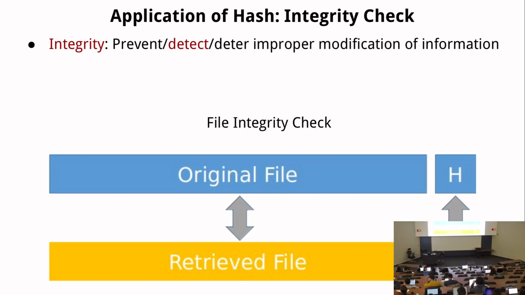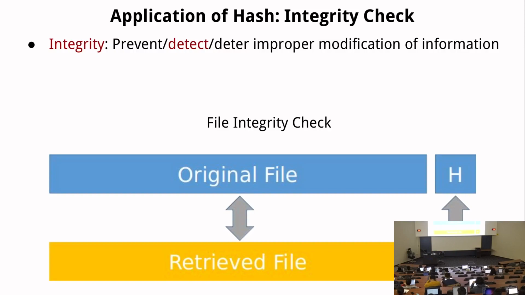So we have the original file. We calculate a hash of the original file. We attach that hash value to that file. Then that file can stay on the hard disk for someone else to retrieve, or for you to retrieve later, or be sent over a network for other people to get.